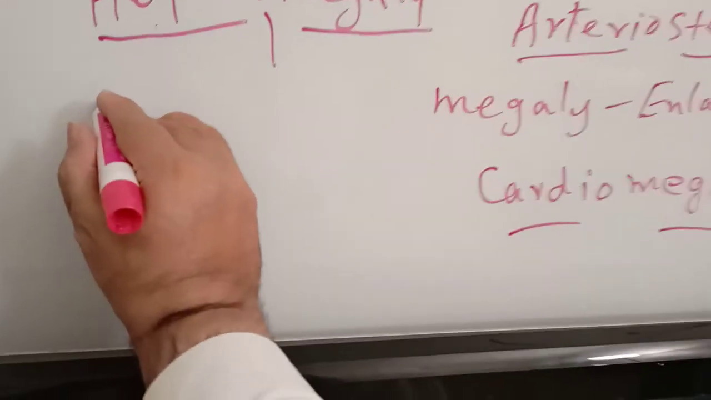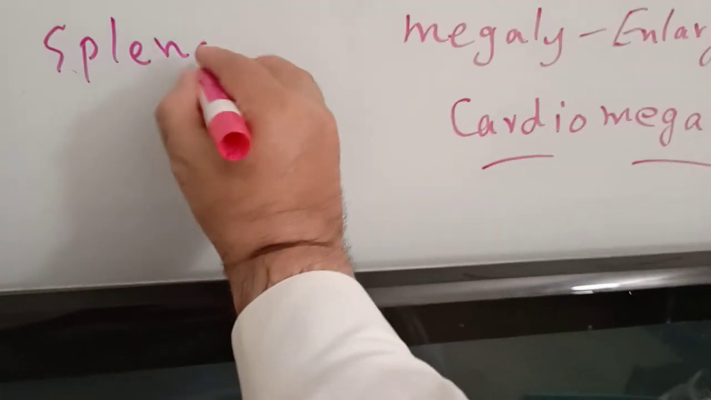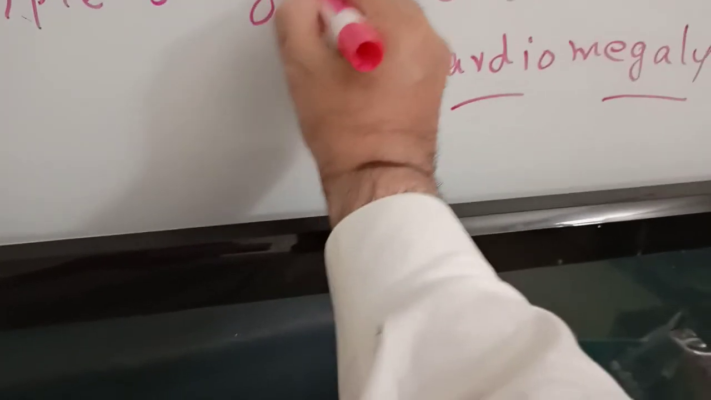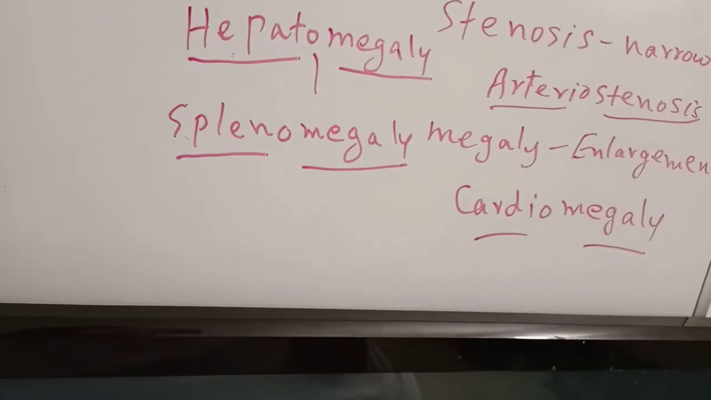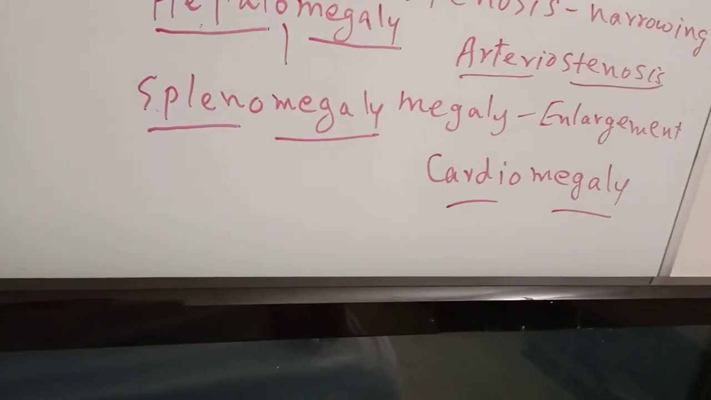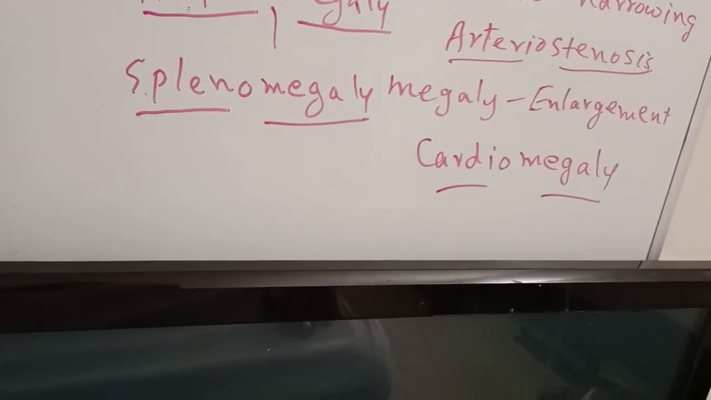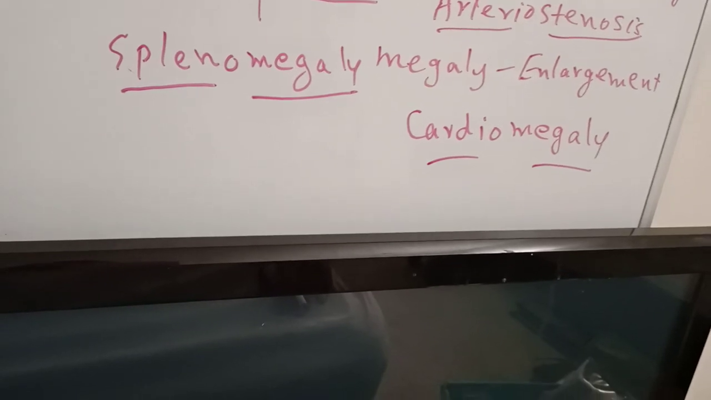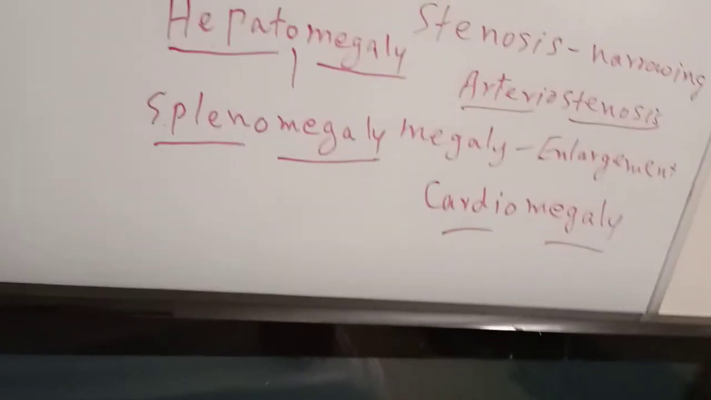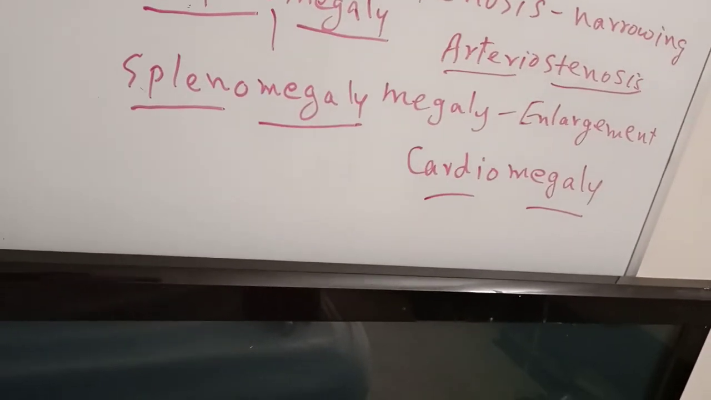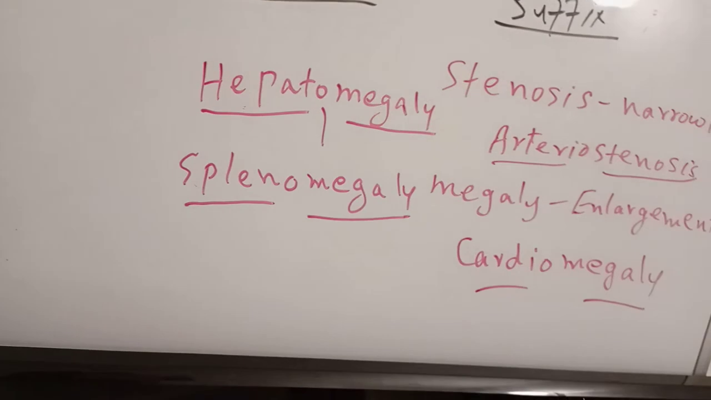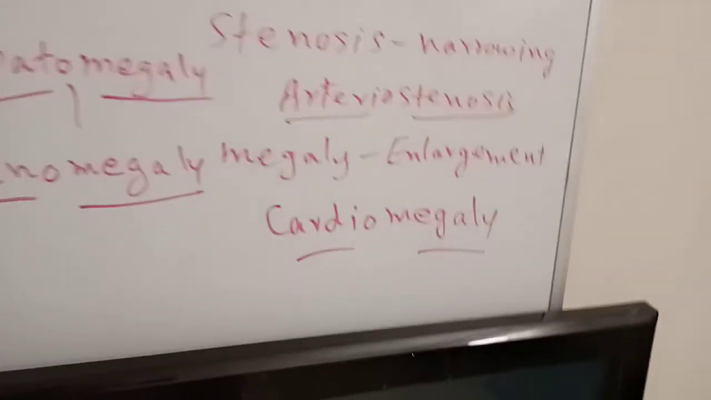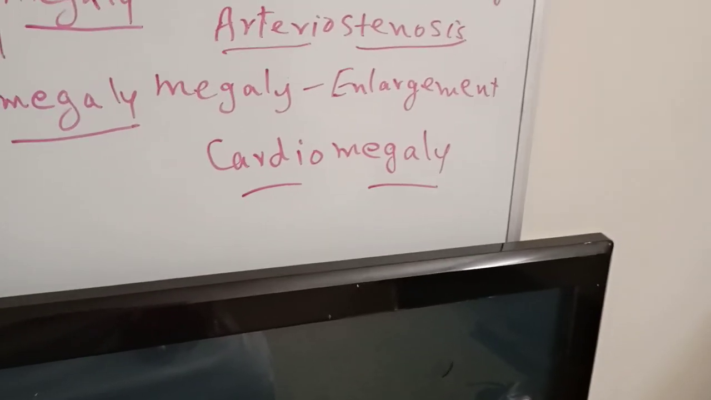Next is splenomegaly. Splen means spleen, megaly means enlargement. So splenomegaly is enlargement of the spleen. It happens in chronic malaria. In chronic malaria, the spleen enlarges to such a size that it can go up to the right iliac fossa. Splenomegaly, enlargement of the spleen. Hepatomegaly, enlargement of the liver. Cardiomegaly, enlargement of the heart.